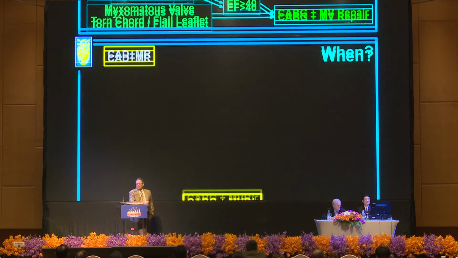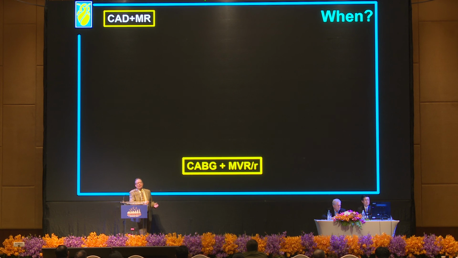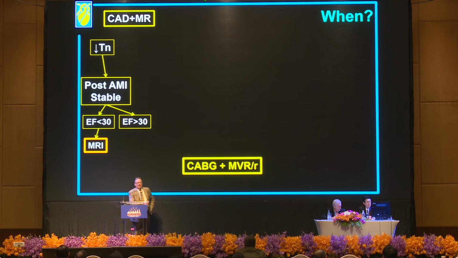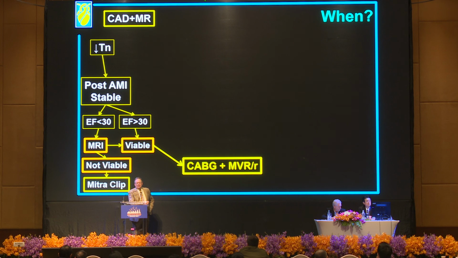So that's the what. When do we do this? So what's the pathway? How do we get from all that diagnostic stuff? That first slide was all about diagnosis. What about treatment? Well, if they're in the chronic group, they're post-MI and they're stable, this is long-term ischemia. If their EF is less than 30%, the first thing I want to know is, is it viable? So we get an MRI for viability. And if it turns out to be not viable, these are the perfect patients for a MitraClip because they have a high surgical risk. If the EF is greater than 30 or the MRI says it's viable myocardium, then we're putting them down the pathway to mitral valve replacement, repair, and coronary bypass.